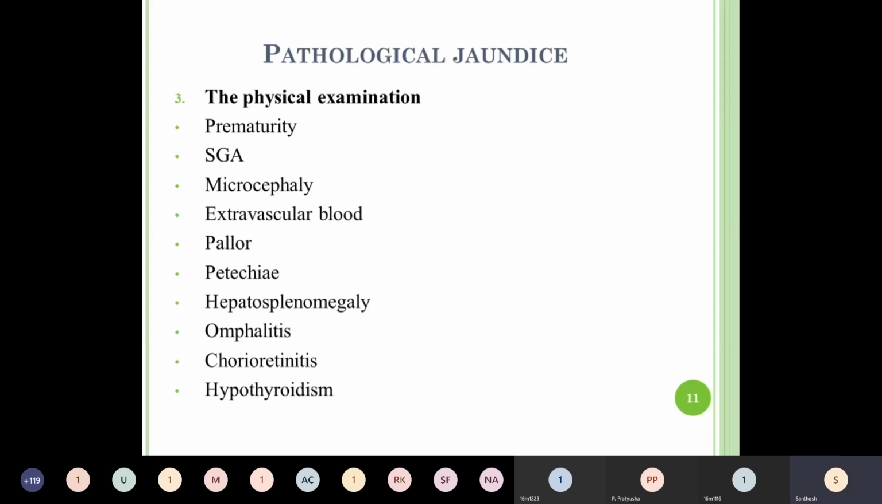Now, what do you examine physically? In pathological jaundice, you should do a physical examination now. You have taken the history. I told you what all you should ask in the history. Now, physical examination. See whether the child is a premature child.